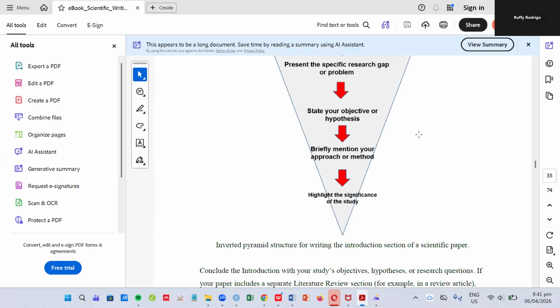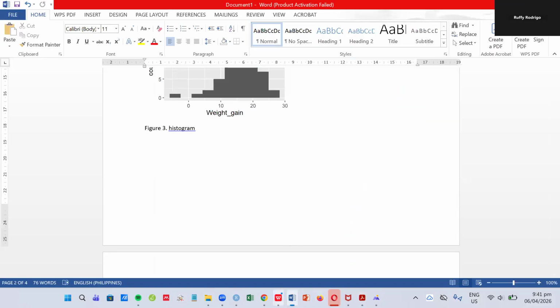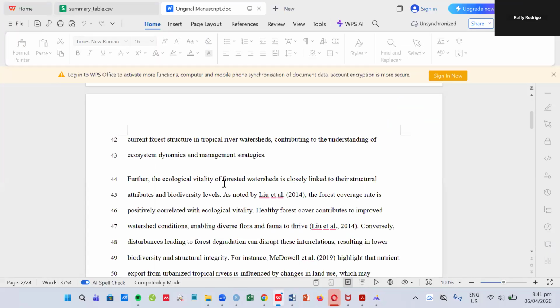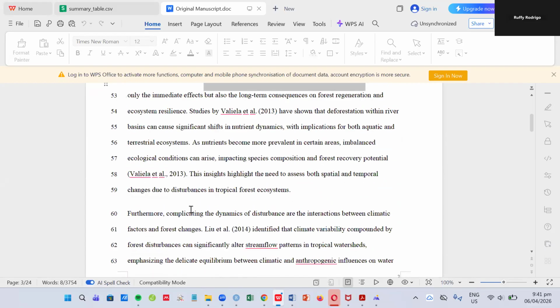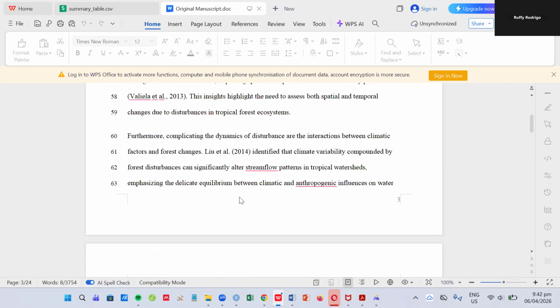It's about how you incorporate the literature gap here. Like who wanted to do this, and now I want to do this because of this, and so on. In my case, I write here that ecological study is closely linked to structural attributes. So this is how I connect. That's why I want to look at how forest structure is affecting biomass. So I'm trying to justify understanding the impacts of disturbance and forest structure. Furthermore, complicating the dynamics of disturbance are the interactions between climatic factors and forest changes, and so on.